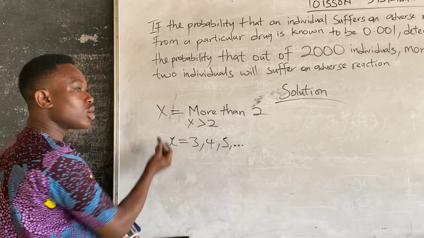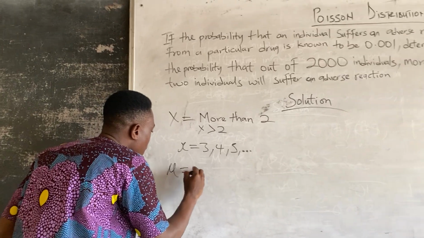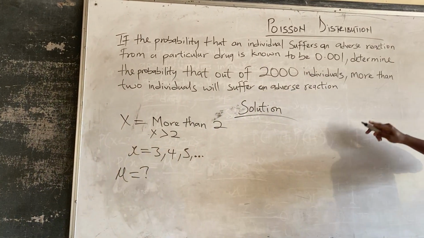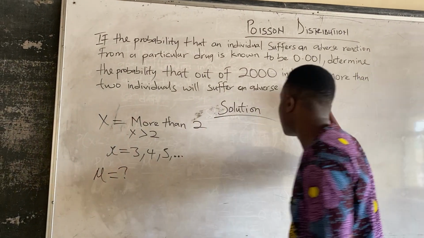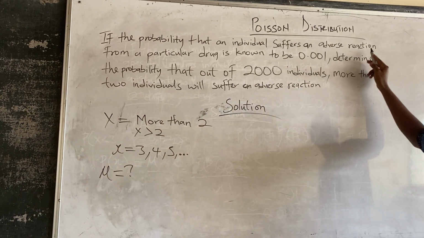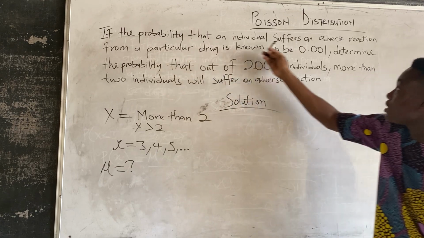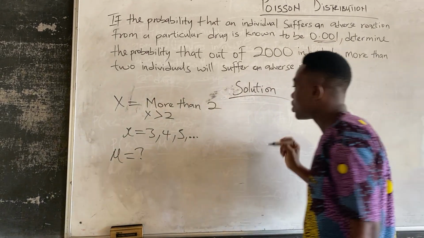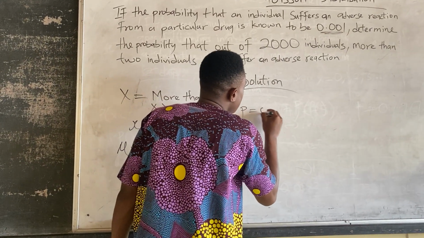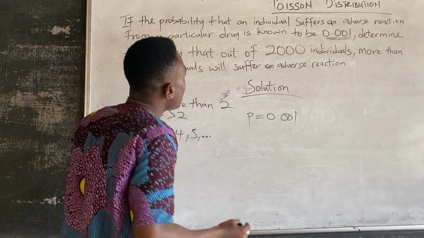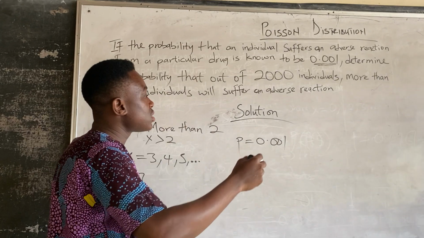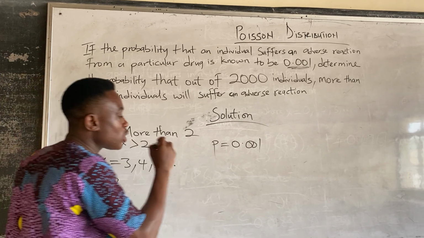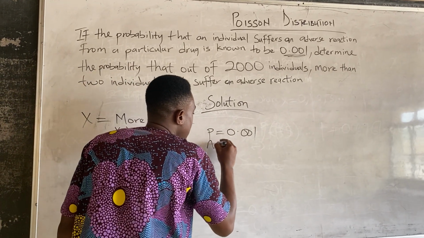But then we still don't know our value of mu. But from the question, we have a figure over here. This figure is our p, the probability that an individual suffers an adverse reaction. So you have p to be 0.001. And then the total number of individuals the question focused on has also been given, which is our n. So you have n to be 2,000.